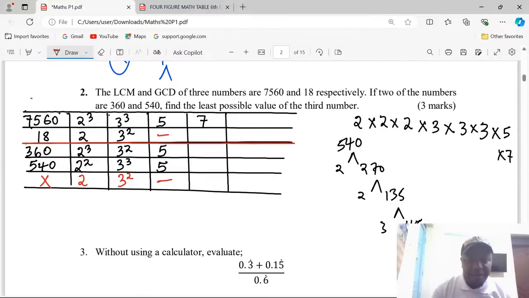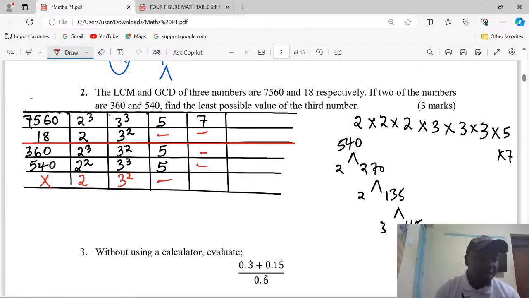When we go to 7, the last factor, the other numbers are not giving us 7, and the GCD is okay because it's not having a 7. But now we have a gap here, and a gap here. For the LCM to remain, at least one of the numbers must be having the factor 7, yet the ones which we have already factorized, none of them is having 7.